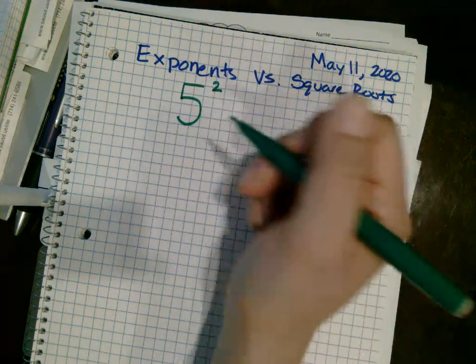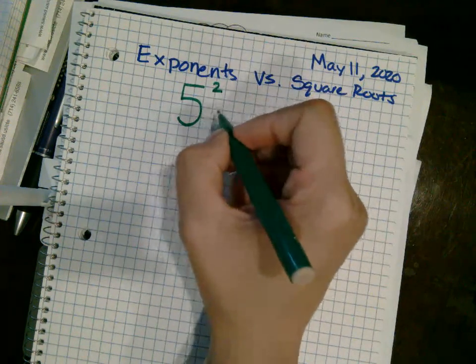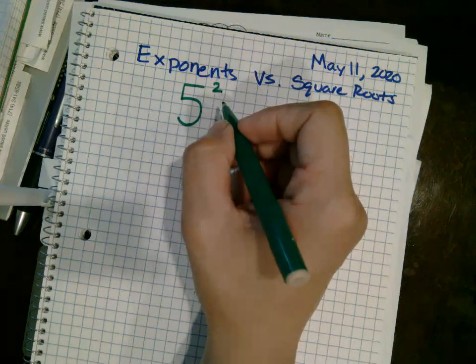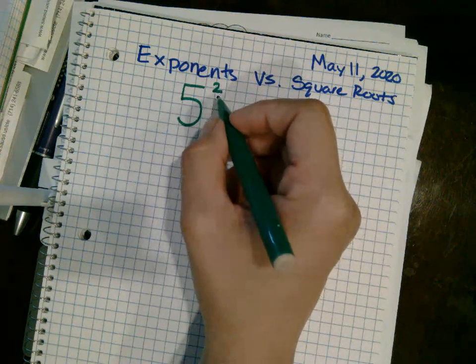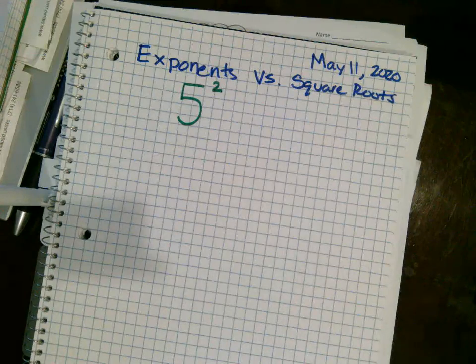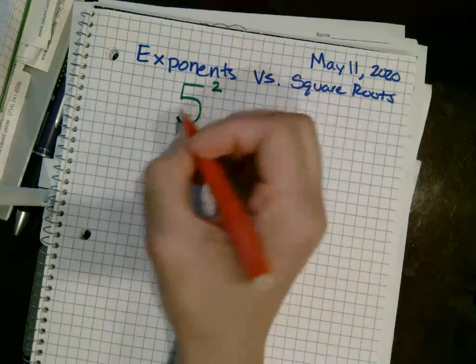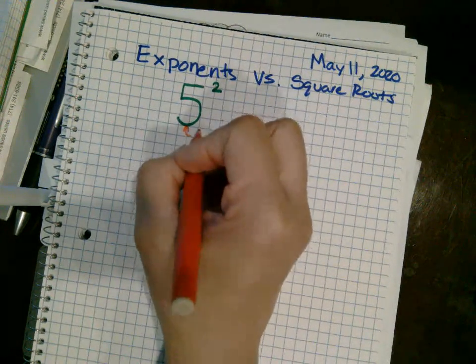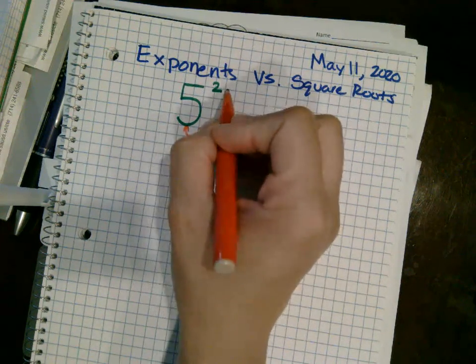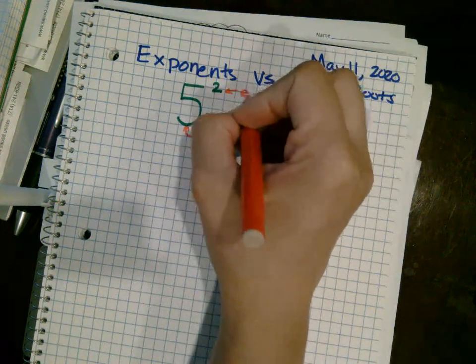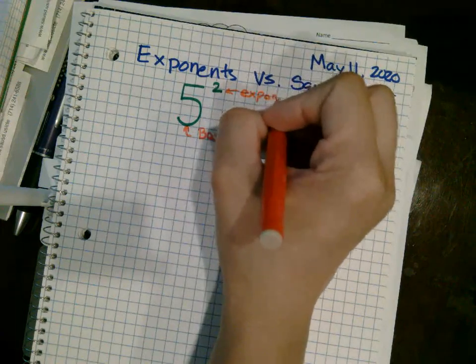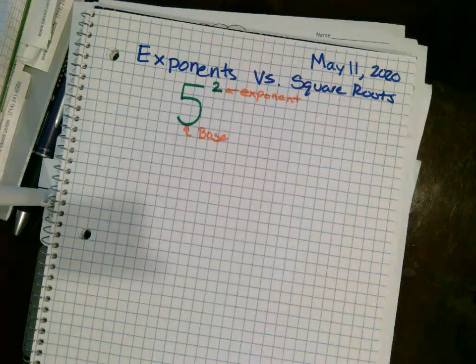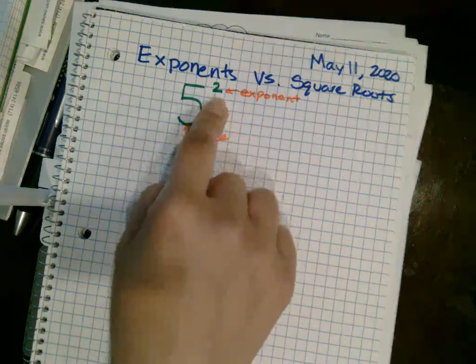So this is 5 squared, or it's also pronounced 5 to the power of 2. The 5 is called your base, and the 2 is your exponent. So that's the vocabulary. Now, what does this mean? What is 5 to the power of 2?